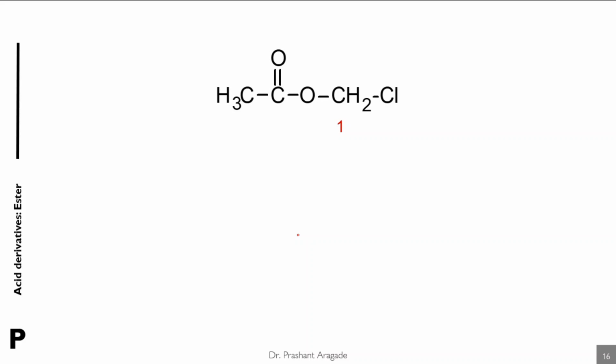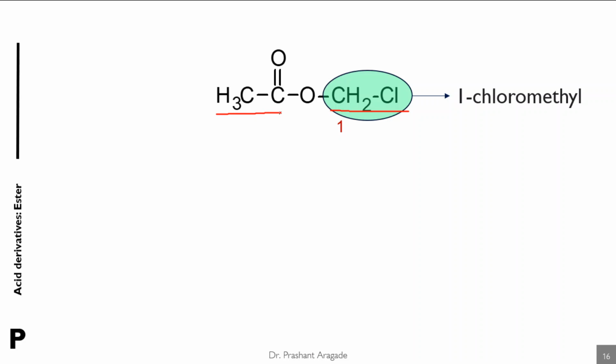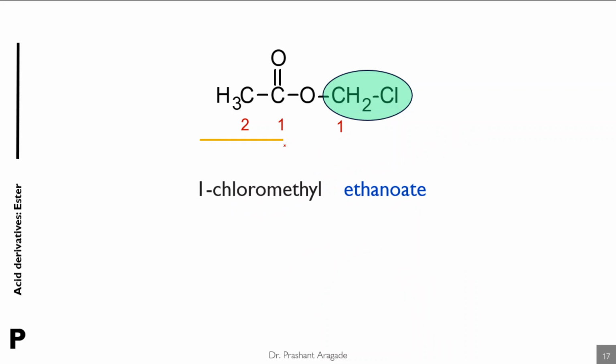Let's see another example in which the alkyl group has a substituent. This is the alkyl portion having a substituent. The name of that alkyl portion is 1-chloromethyl. While numbering the alkyl portion, your numbering should start from the carbon atom which is attached to the oxygen atom. And this is the alkane portion containing 2 carbon atoms, meaning ethanoate. So the name of this compound is 1-chloromethyl ethanoate. Remember, it should be separated by a space.